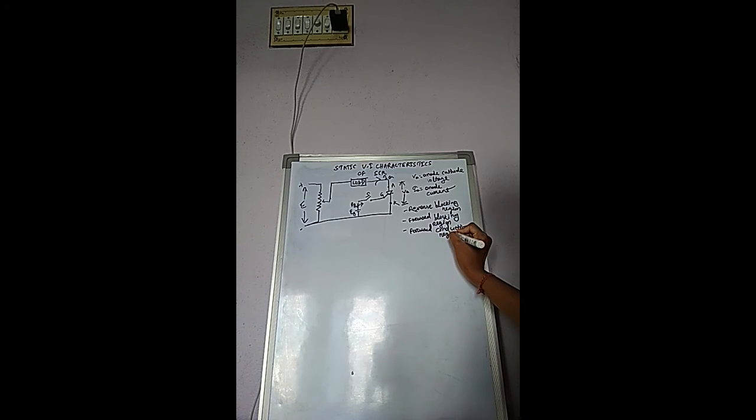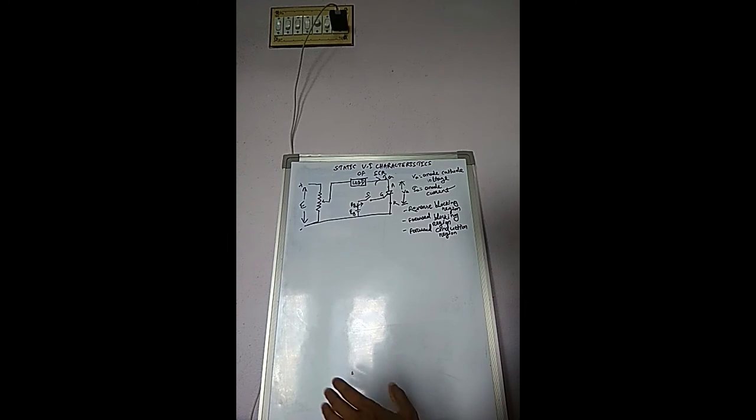I told you in the previous class, SCR has three modes of operation: reverse blocking mode, forward blocking mode, and forward conduction mode. Reverse blocking mode and forward blocking mode both operate as an off state, and forward conduction mode operates as an on state. So here also the VI characteristics are mainly divided into three regions of operation: reverse blocking region, forward blocking region, and forward conduction region.